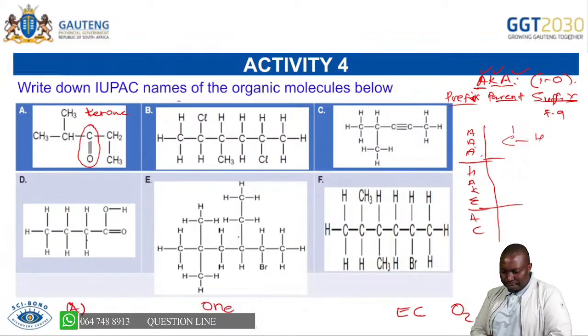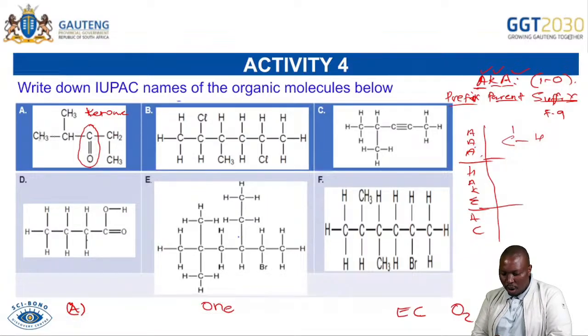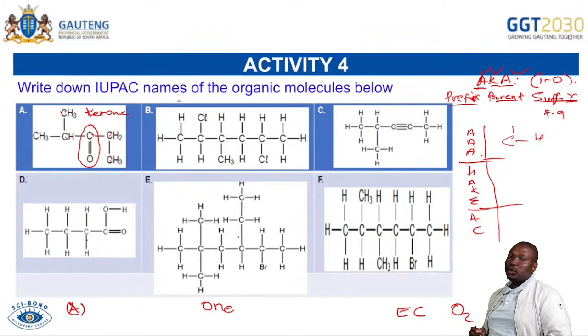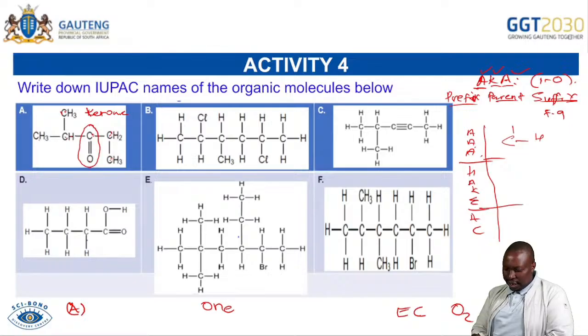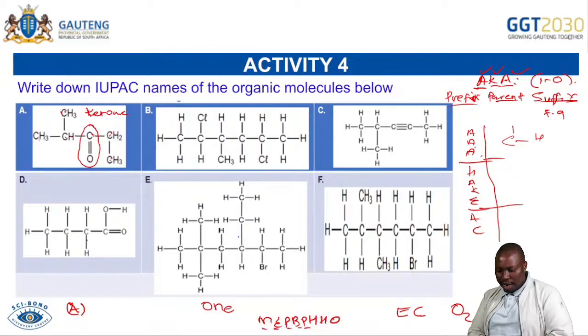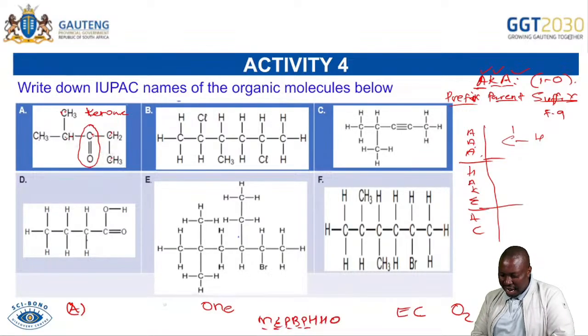The -one for number A, and then we are saying longest carbon chain. How many carbons in the longest carbon chain? 1, 2, 3, 4, 5. You can count 1, 2, 3, 4, 5. So you're able to say, okay, 5. We said it's a parent chain. Then you are able to check, 1, 2, 3, 4, 5. It's 5, it's pent. So you are able to say, okay, it's pent, but there is no carbon-carbon double bond. So it's pentan.